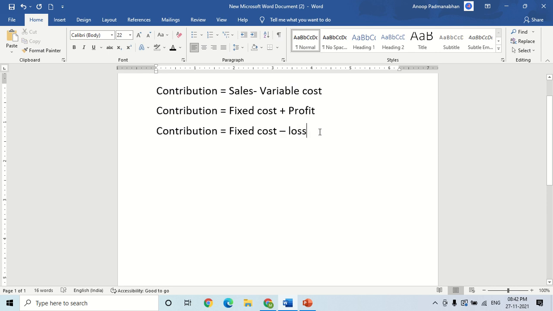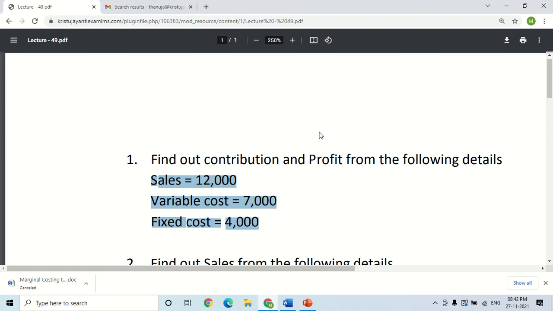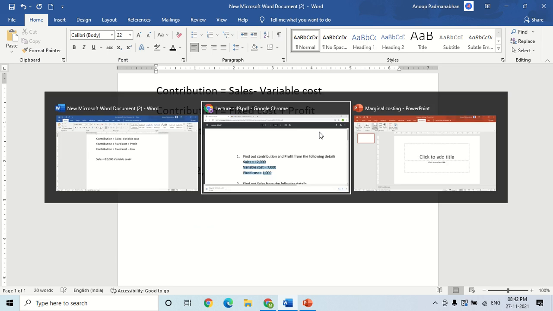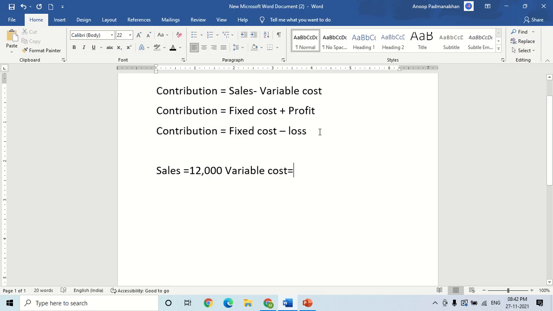Here, what I'm going to do is copy down what is given in the question. They have given sales. How much is the sales? 12,000. I'll copy down the values over here. Then variable cost is also given. Variable cost is equal to 7,000. And fixed cost is also given. Fixed cost is given as 4,000.